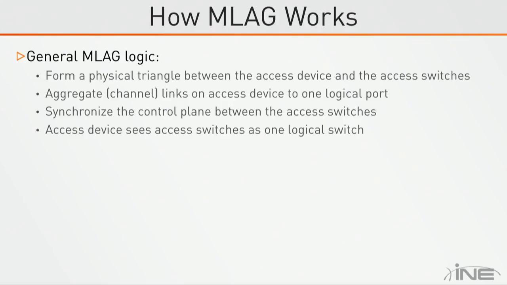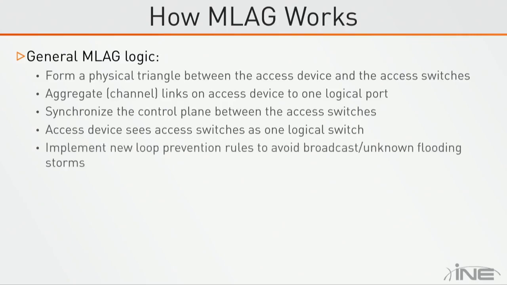Now, the problem with this, though, is that we're breaking the normal loop prevention mechanisms of spanning tree. So we need some sort of additional mechanism behind the scenes that's going to implement new loop prevention. Okay, and the final result is that we're going to be able to do active-active forwarding. Now, how specifically this is implemented, though, like I mentioned, is going to be proprietary.